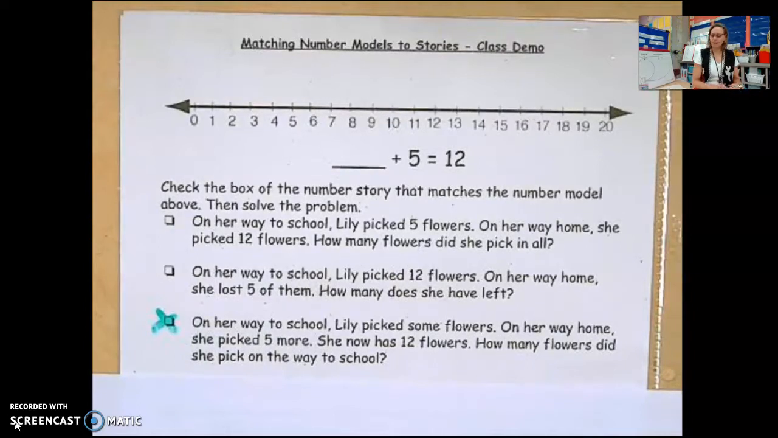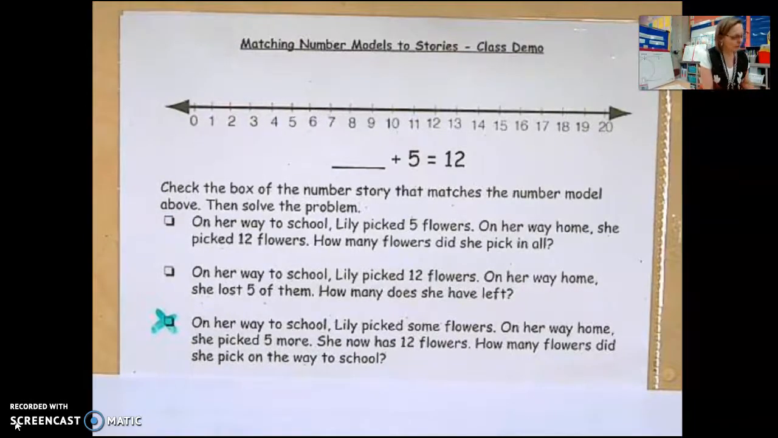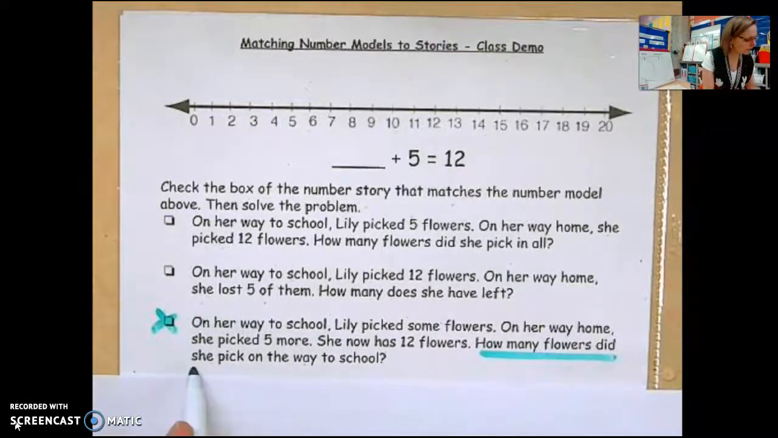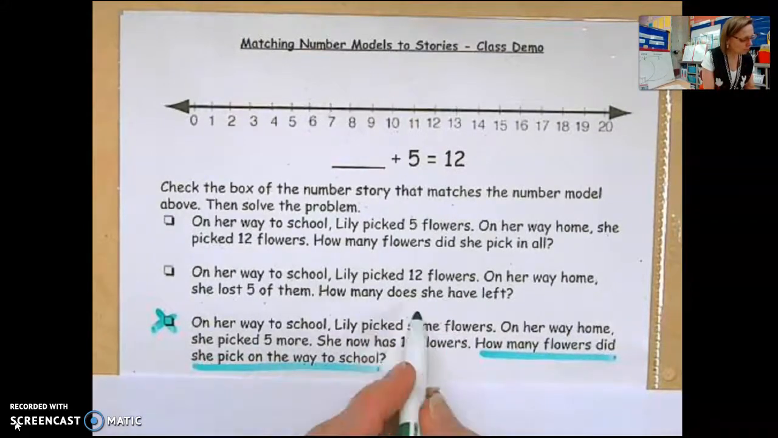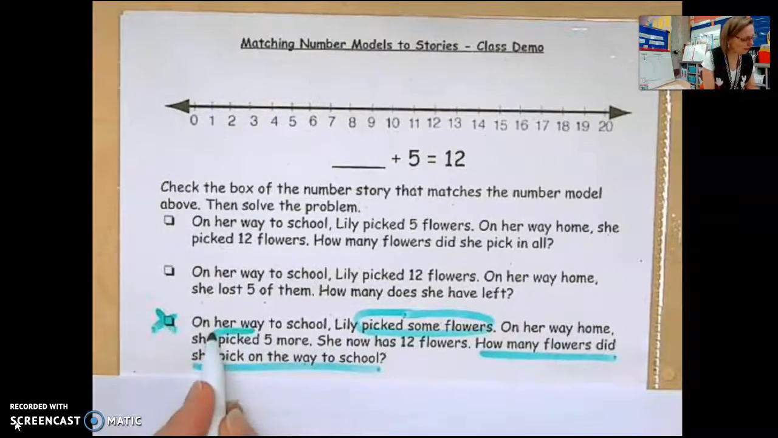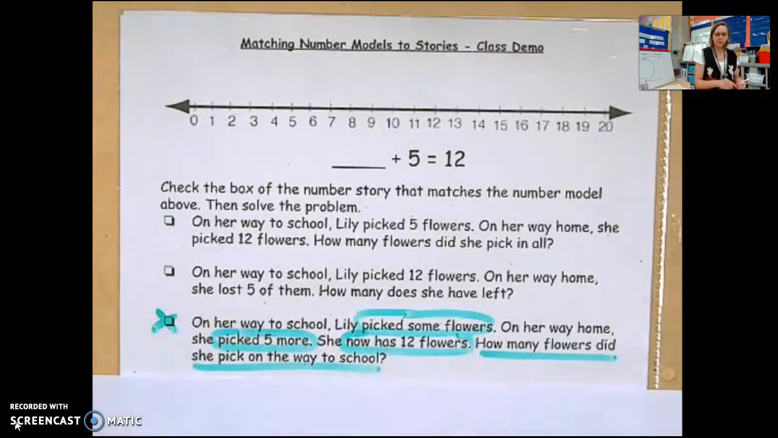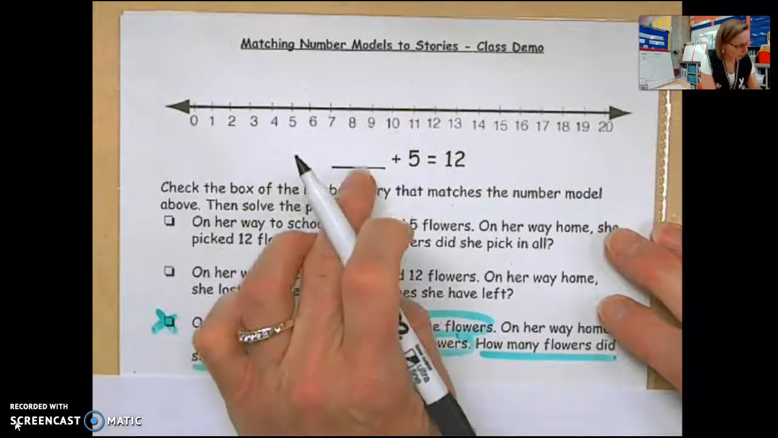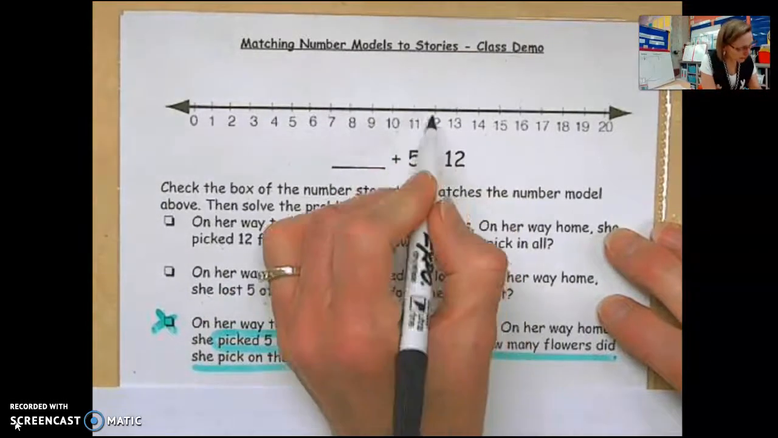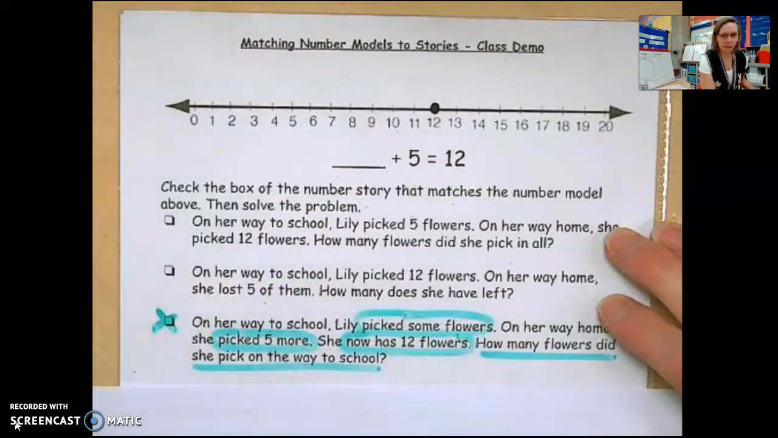All right, let's quickly solve this now that we figured out what the story is. It's asking us how many flowers did she pick on the way to school? We know she picked some. And then on her way home, she picked 5 more. And now she has 12. All right, we got all those little pieces identified. Let's look here. I'm going to grab my smaller marker. So we don't know where she started, but we do know where she ended. All right, put our little dot there.